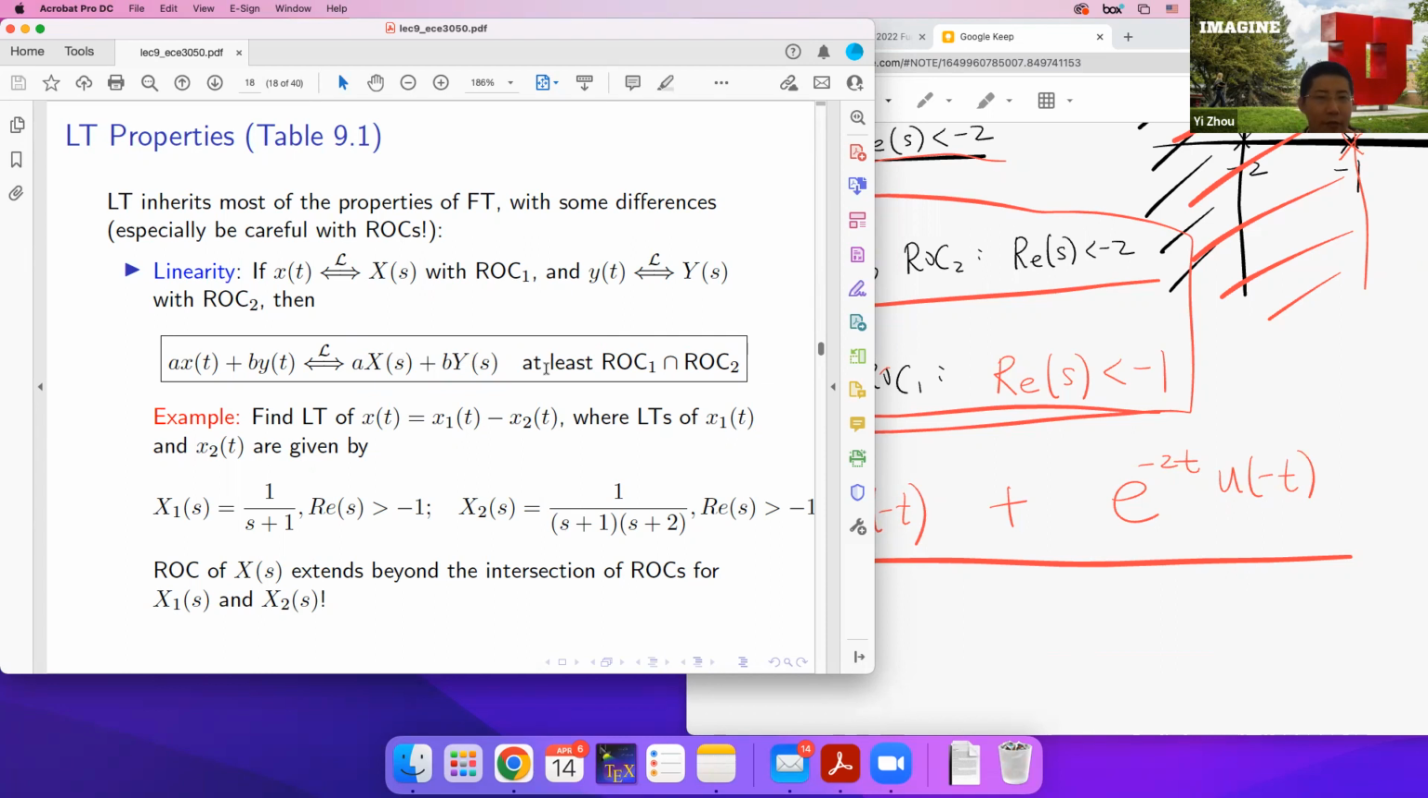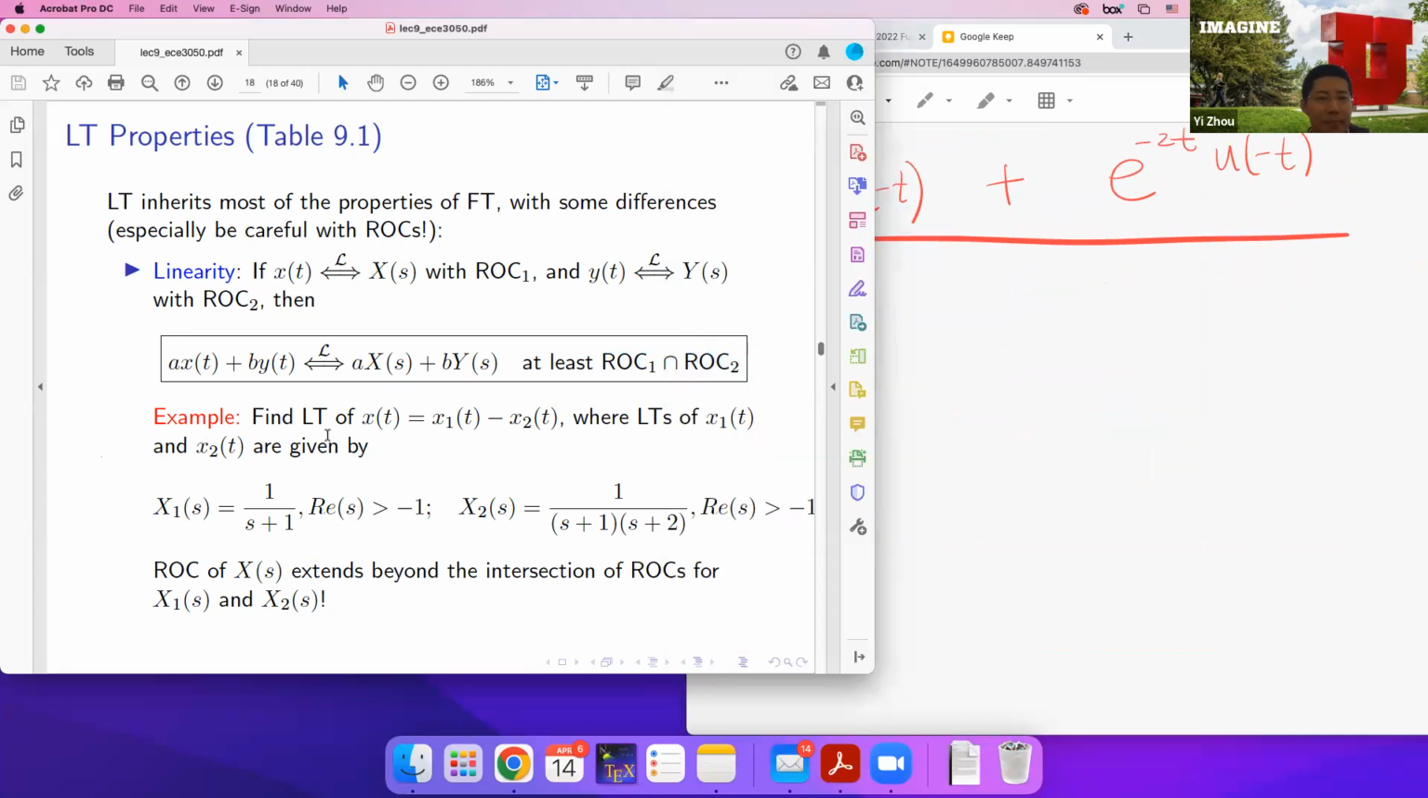And in most cases, it suffices to consider their intersection. The logic is that x1 needs to converge, so this one has an ROC1, and x2 also needs to converge in the Laplace transform, so this one has ROC2. Now in order for both to be convergent, you need to consider their intersection. However, in some special cases, once you add them up, some part of their Laplace transform may cancel with each other. So in the end, the ROC may be slightly bigger.